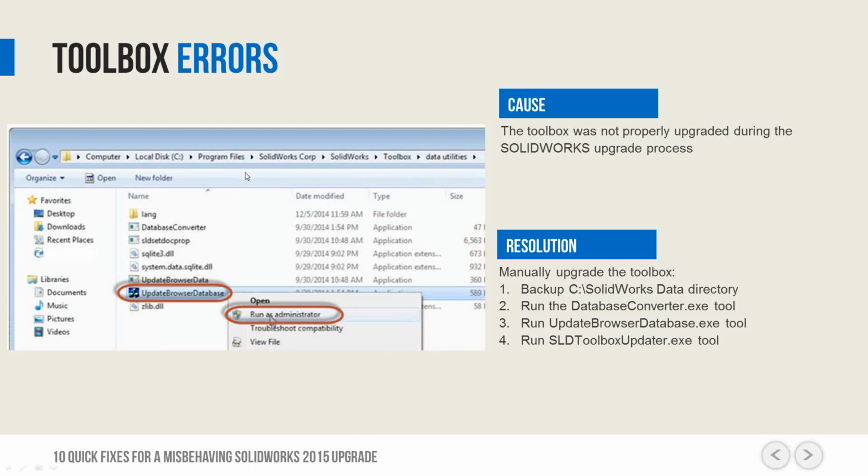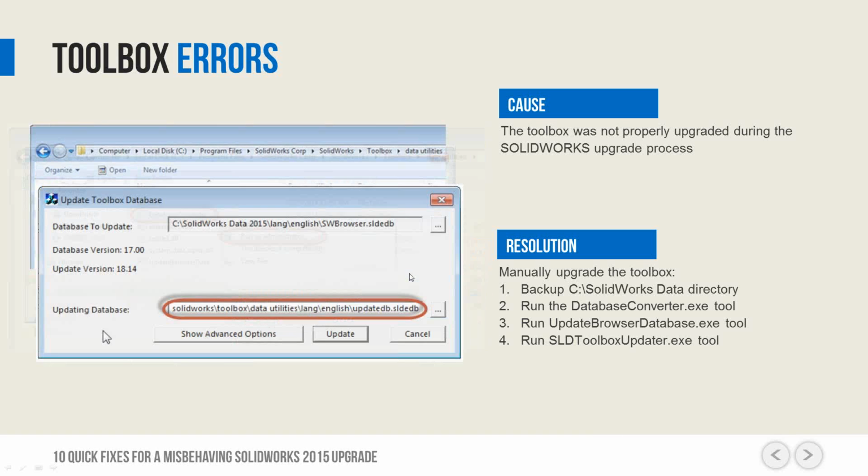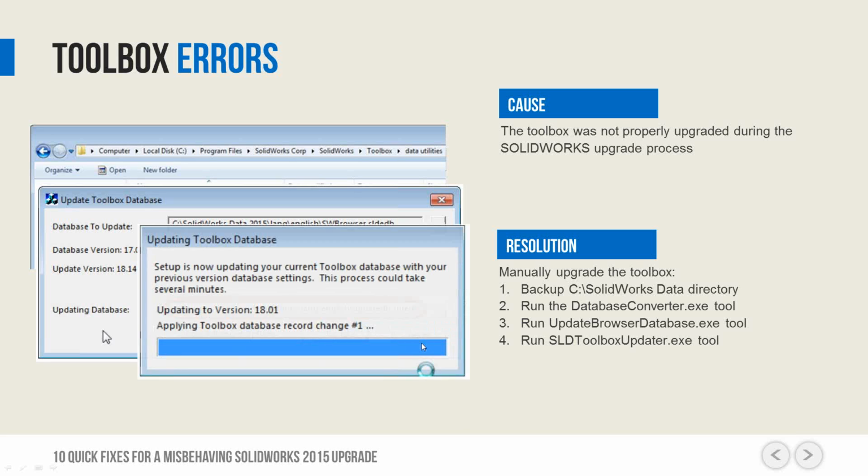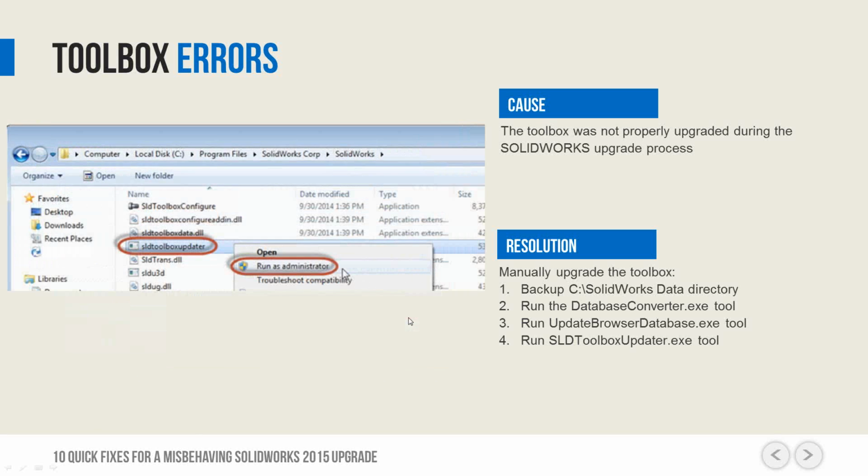The next step is, in that same Data Utilities directory, to right-click on update browser database.exe and choose to run that as administrator. This is a very similar tool. Again, we'll just browse to the database that needs to be updated. It'll tell us what the old version is, what the new version is, and then we just need to choose where the update is. Again, these are all inside those same directories. Once we're done with that, we click on update. It'll update the toolbox to the newest version, and then we're set.